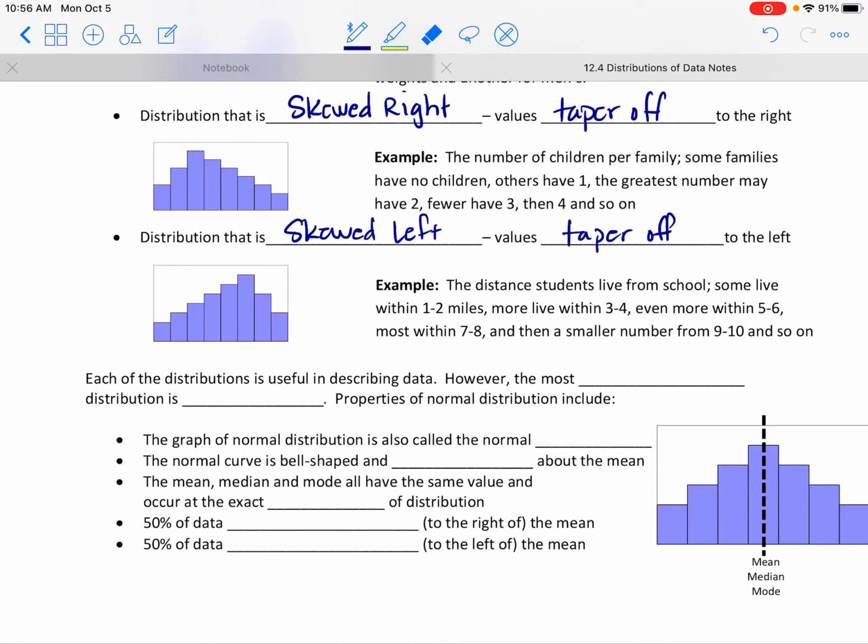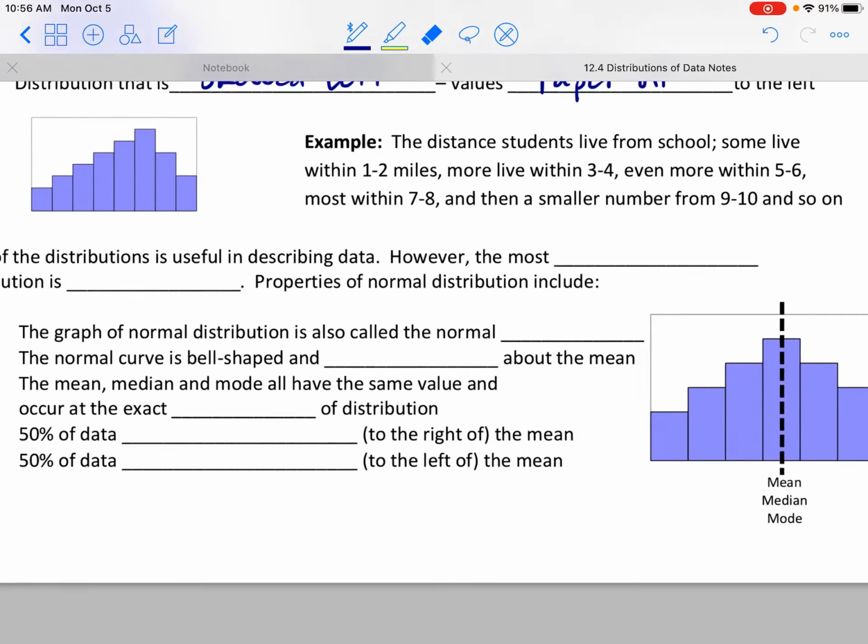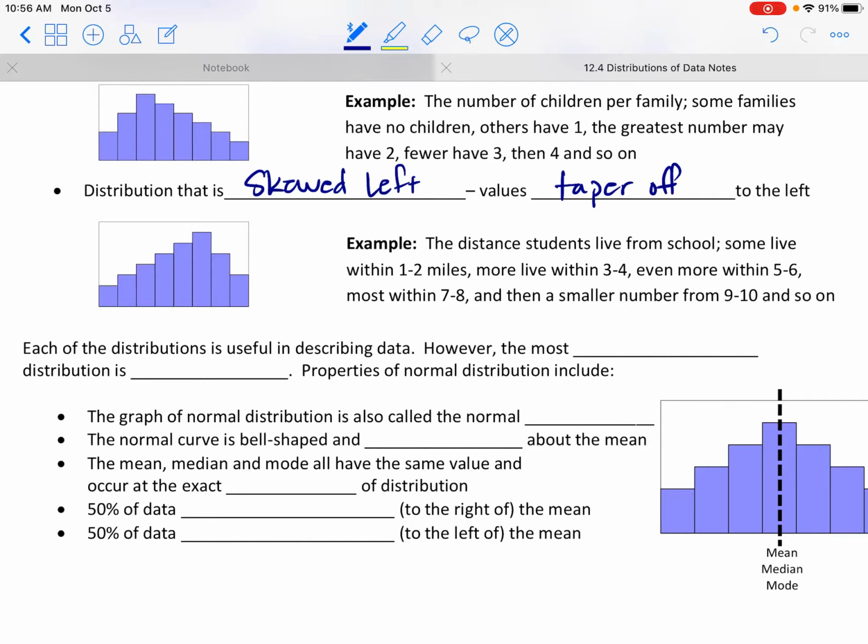These are common types of distributions, but they aren't the most common. What we see happen the most often is what we call normal distribution. We call it normal because it's the most normal. It's the one that happens the most. Each of the distributions is useful in describing data, but the most common distribution that we see, and the one that is studied the most, is what we call normal distribution. Because it happens the most, it has been studied the most, and we know the most about it.